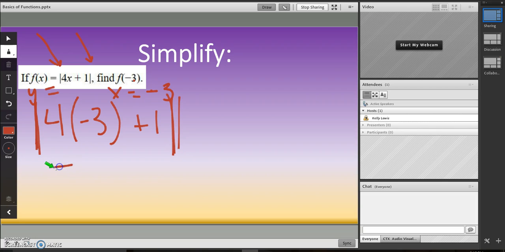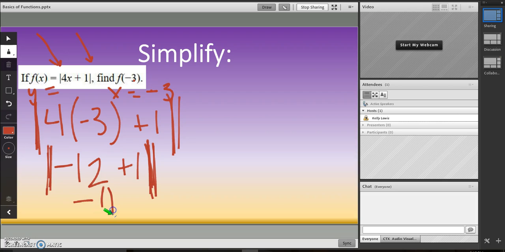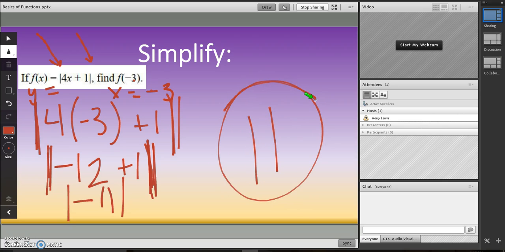All right, so 4 times -3 is -12 plus 1. These are the absolute value lines. -12 plus 1. So you owe me $12, but you have $1 in your pocket. So you owe me $11, but we're taking the absolute value. And the absolute value is always positive no matter what. So we have 11.